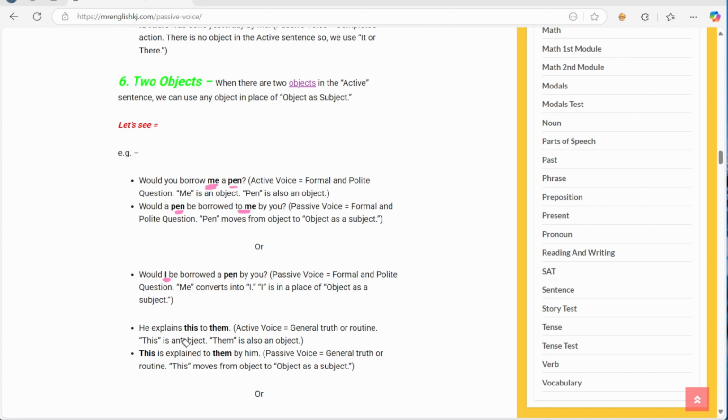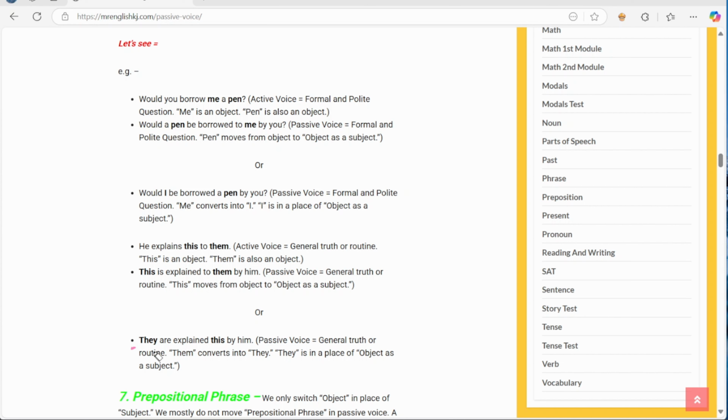Okay. He explained this to them. Again, two objects. This is explained to them by him. Or you can say they, we don't use is, they are explained this by him. Okay. Let's see. They are explained this by him. See. So when there are two objects, it's up to you. Whichever you want to choose, you can choose.